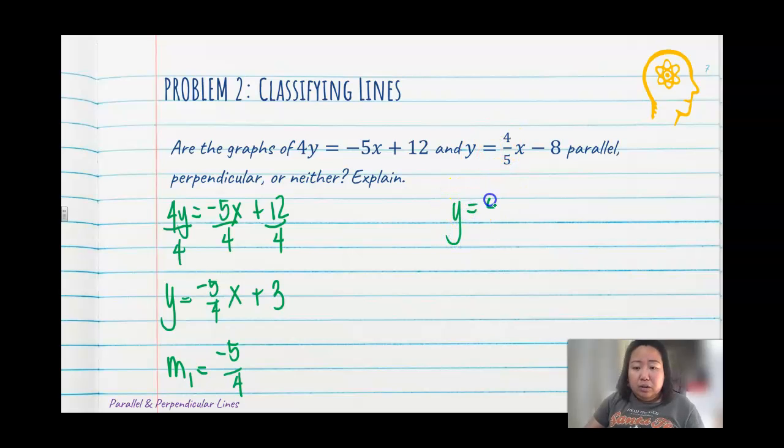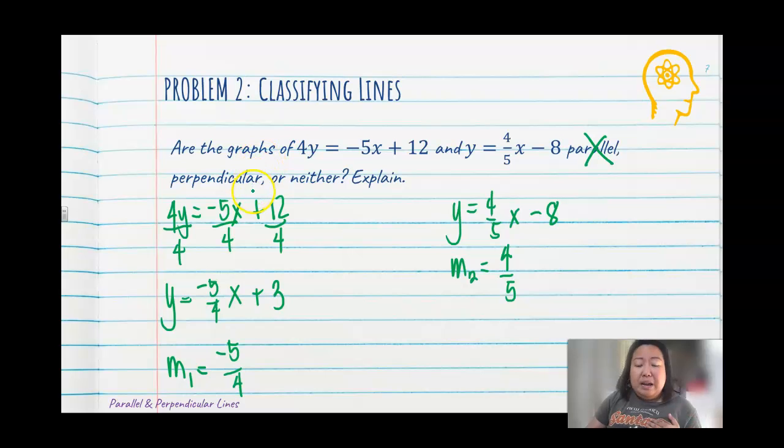Now, how about on the second line? You have y is equal to 4/5x minus 8. What is the slope of the second line? It is 4/5. So try to compare. Are they the same slope? No. So parallel? Definitely not.